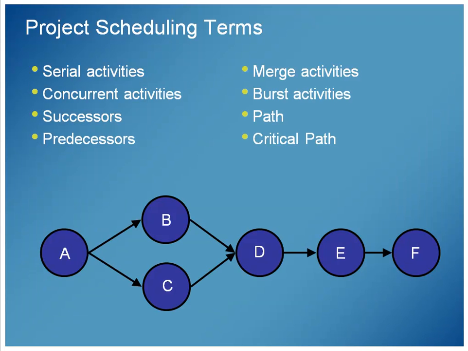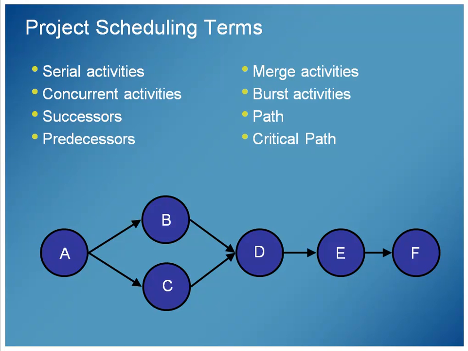Some other quick terms, serial and concurrent activities we talked about in this diagram. B, D, and E are all serial. They go one after the other. I'm sorry. D, E, and F, there to the right, the last 3 are all serial. They go one after the other. B and C are concurrent activities. You can be working on B while you're working on C.